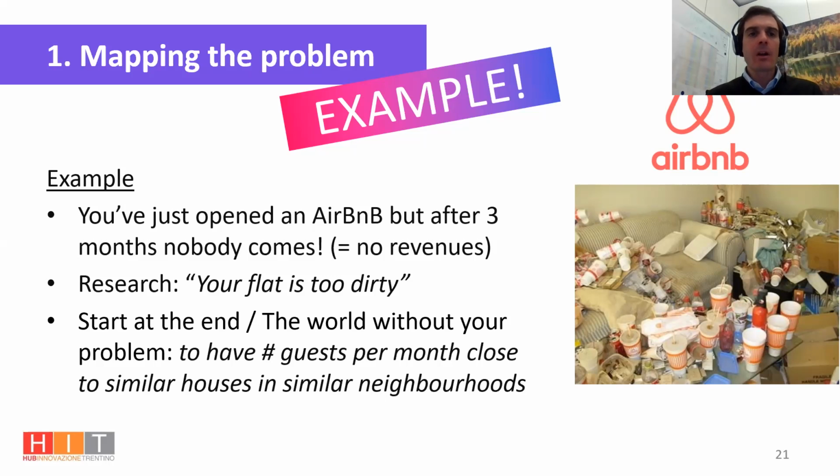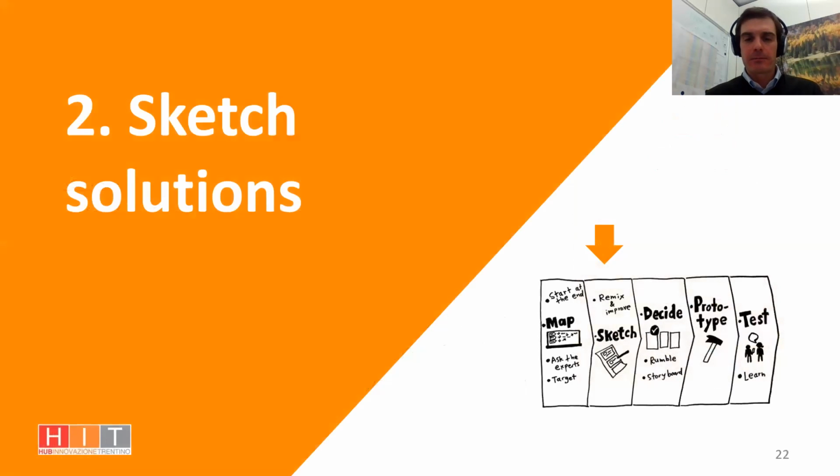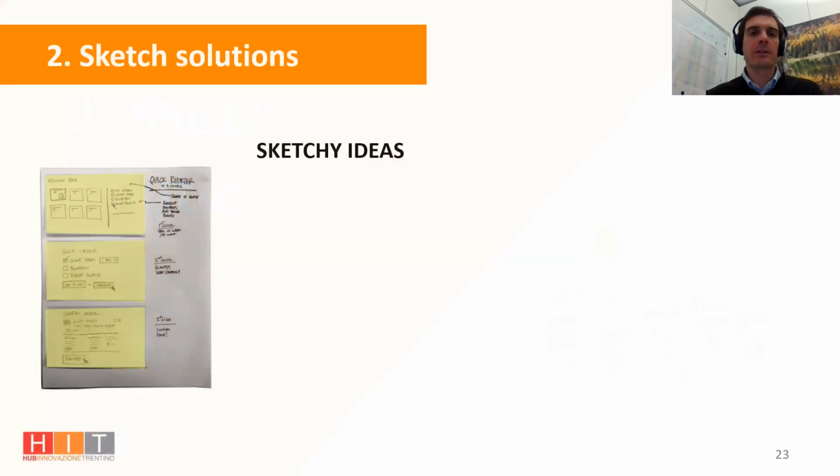Okay, so let's go to the second phase. We're going to go through 3 phases of the design sprint. The second phase is to sketch solutions. So here is where you start ideating solutions for your problem. You don't take decisions, you just do ideation. Let's see how it works in the design sprint.